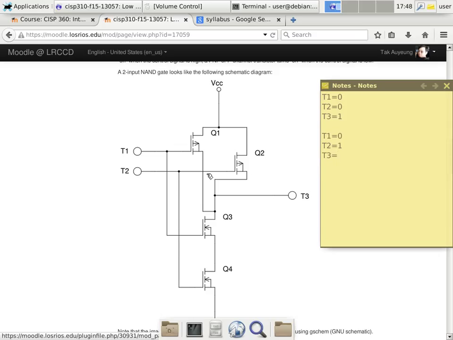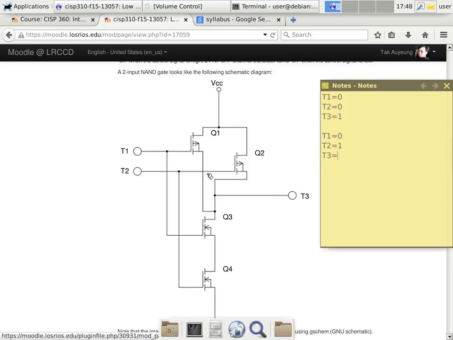What about the other side? What about Q3 and Q4? Let's check on those things. Q3, which is this transistor here, connects to T1. T1 is low, right? When T1 is low, the gate voltage of Q3 is low. And because this is an N-channel MOSFET, a low voltage at the gate means the transistor is off. Okay? So this circuit is broken here already. What about Q4? Q4 is on. But remember, Q3 and Q4 are connected in series. They're not in parallel. That means if one is off, the whole thing is off.